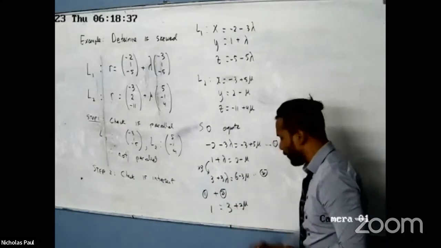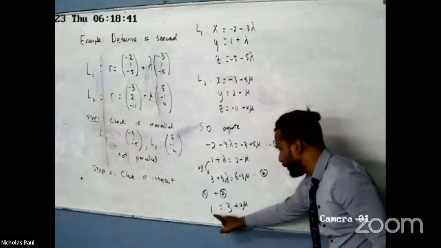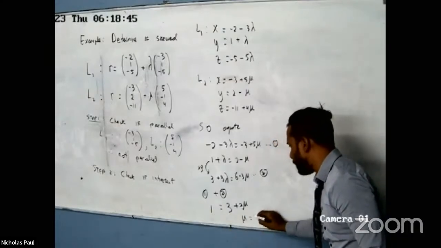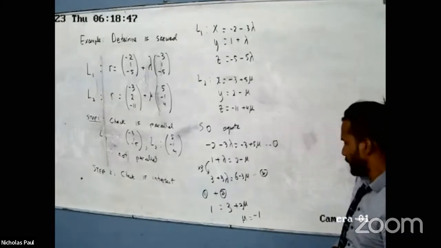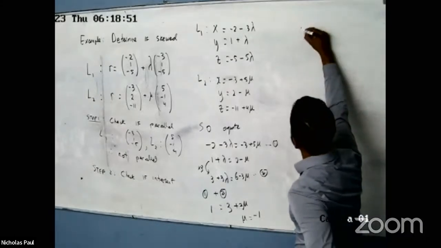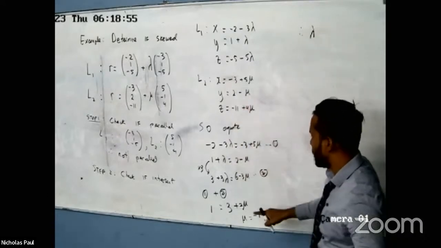So I can rearrange this, and mu is what? 1 minus 3 all over 2. So that'll be -1. Mu is -1. Okay? So therefore, lambda is what? Just taking one of the equations.